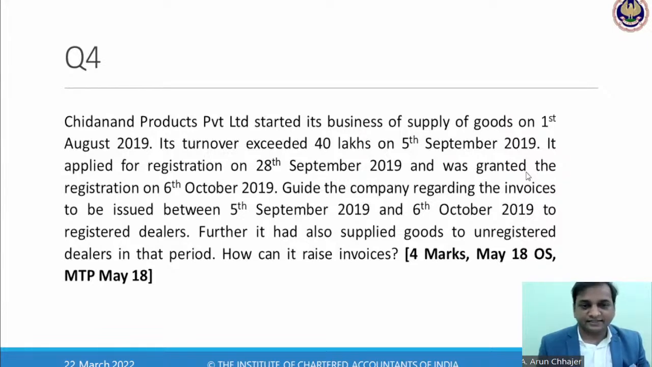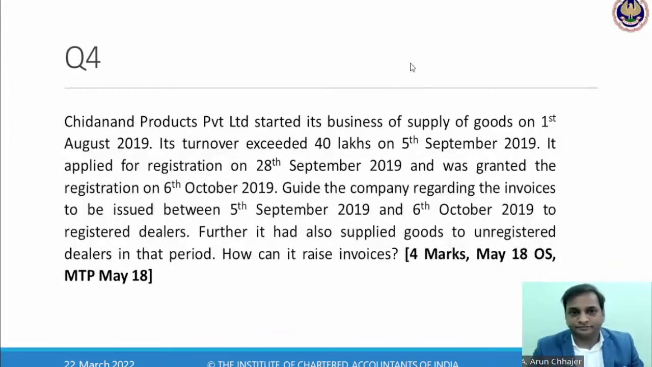So the answer is: on 1st August, it exceeds the turnover of 40 lakh on 5th September. He has made the application on 20th September. What is the effective date of the registration? 5th September. Whatever document or invoice is issued between 5th September to 6th October, he will issue the revised tax invoice within 1 month. That is 5th November 2019.